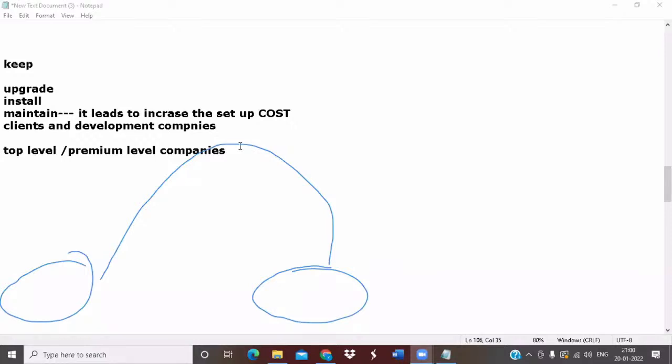I'll give you one example about this. I hope all of you know about KFC. Yes or no? Yes, sir. In Hyderabad, there is a small bakery. I'm going to compare KFC with the bakery here.